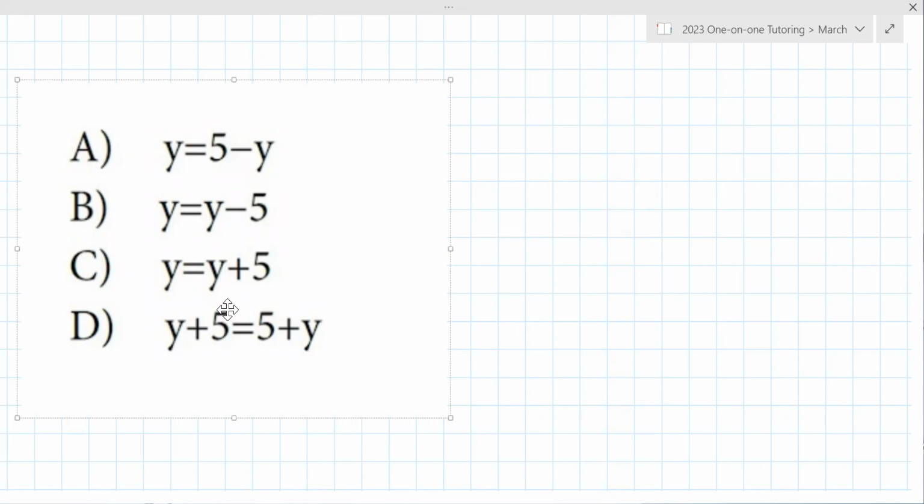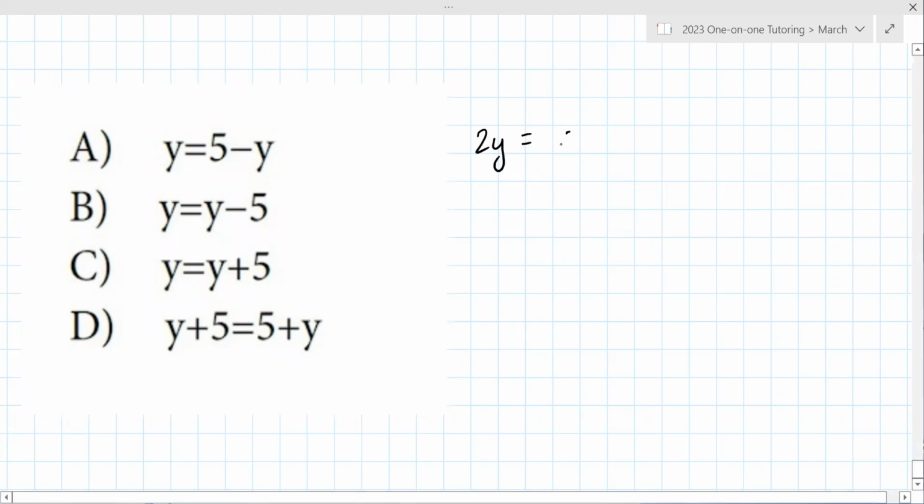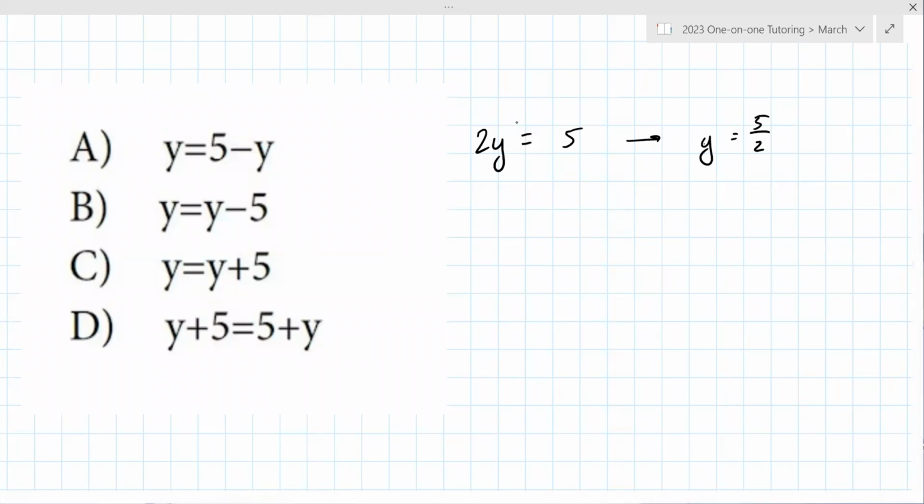I got 2y equals 5. Okay, so what does Y become? Like 5 over 2, divide by 2? 2.5. Yeah, but you get a number, right? Good. All right, so do the same for B and let me know if you get a number or not, or something else.